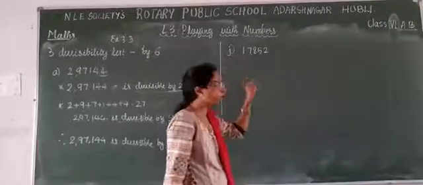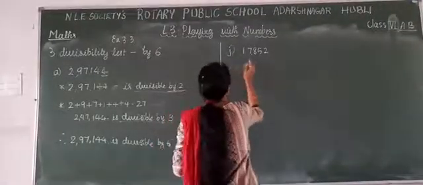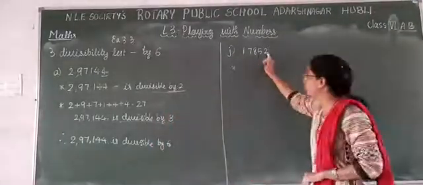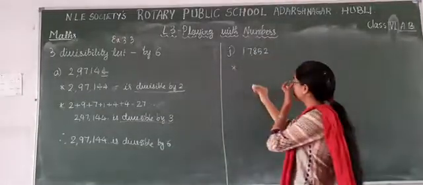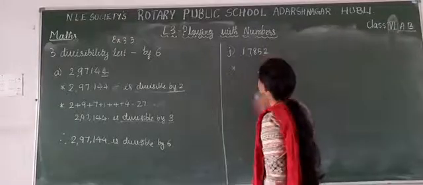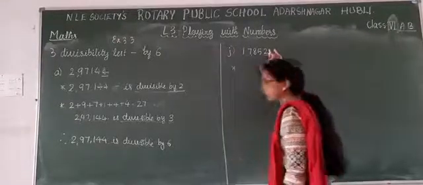J question, one more. Whether the given number 17,852 is divisible by both 2 and 3, then it is divisible by 6. Just check. Yes, it is divisible by 2 because the number in one's place is even.